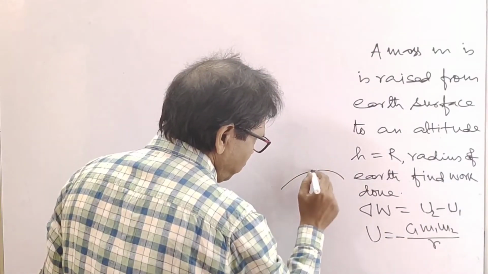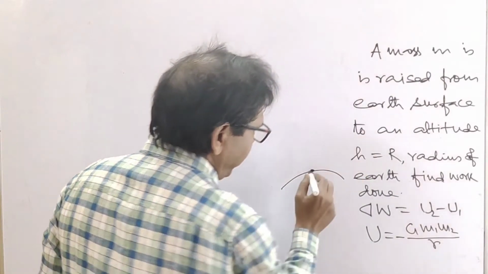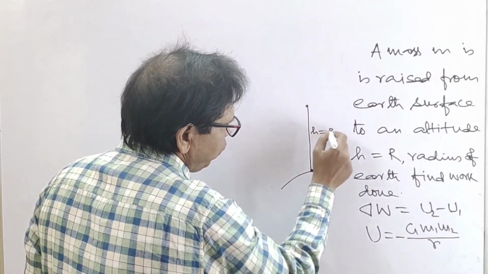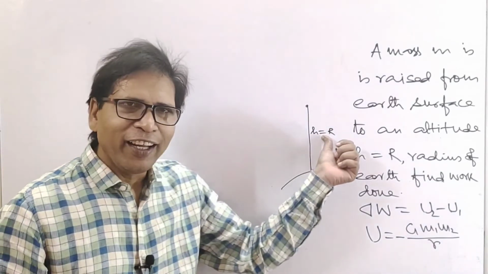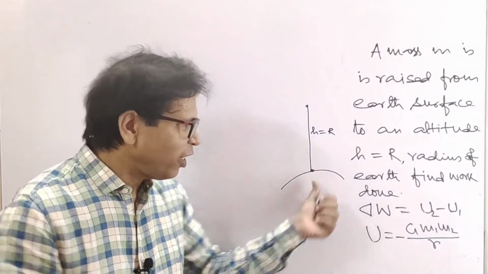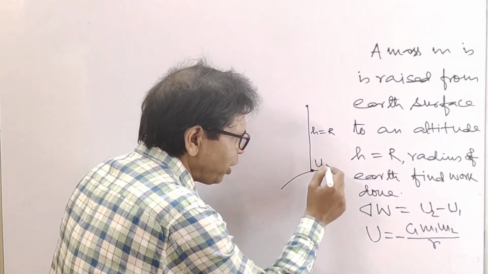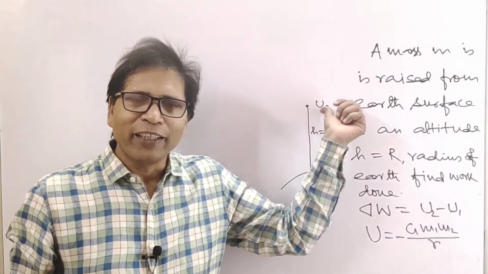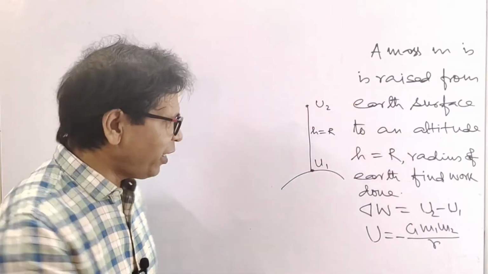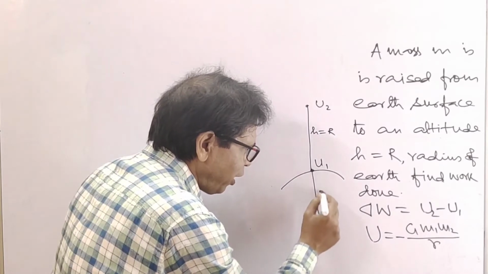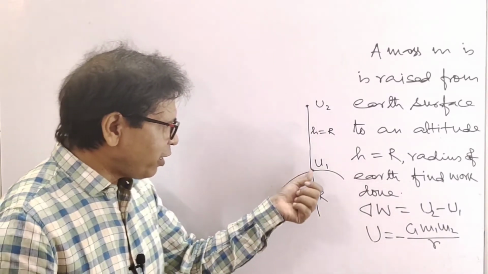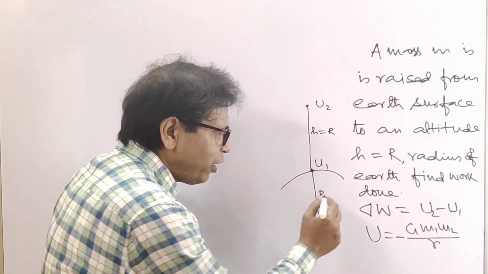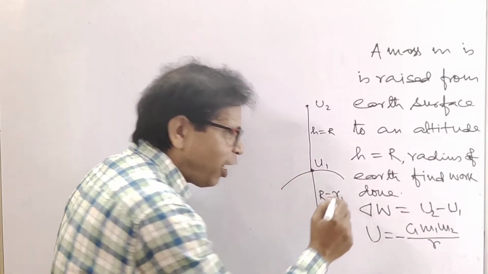Suppose this is the surface of the earth. Mass m is raised from the surface of the earth to an altitude h equal to r. We have to calculate work done. Now this is the initial position, so potential energy at this point is U1, and this is the final position. The potential energy at this point is U2. Radius of the earth is capital R. Now the distance of this point from the center of the earth is capital R. So this is R1.